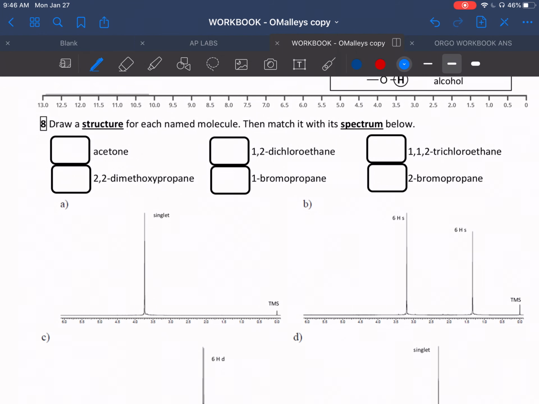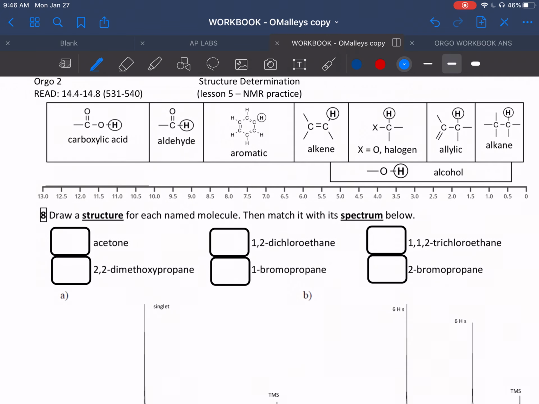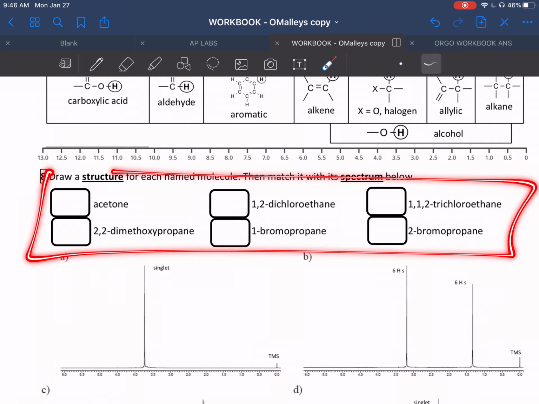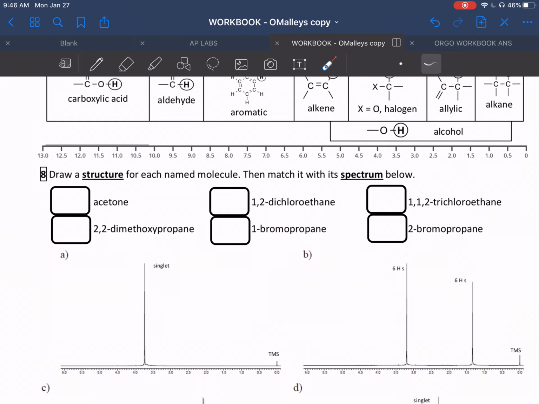Hey there, chemists. We've been talking about how to use NMR spectroscopy to identify the structures of compounds. And on this lesson, we're just going to do a little matching exercise to take 6 compounds and match them up with their 6 spectra, which are all on your notes for today.